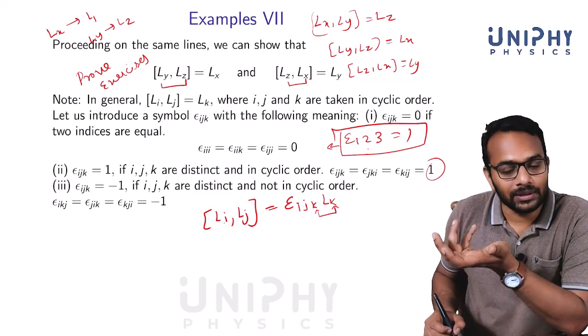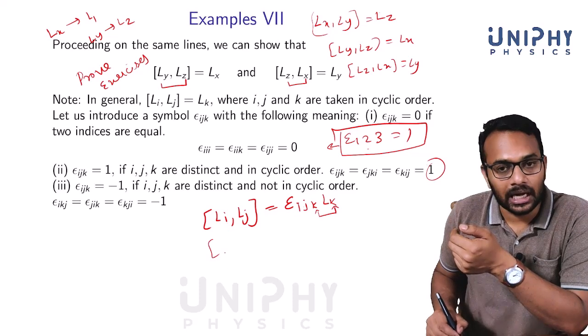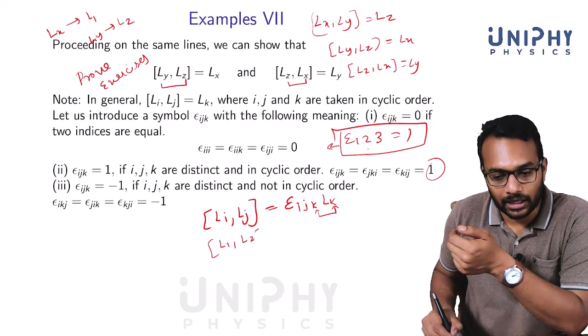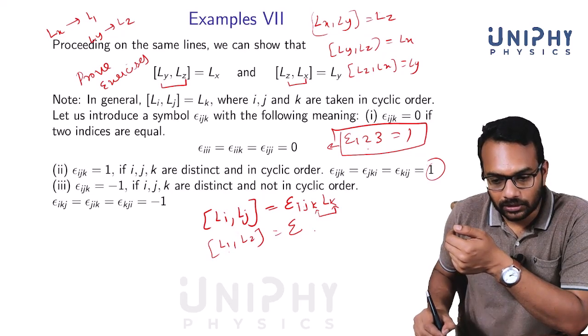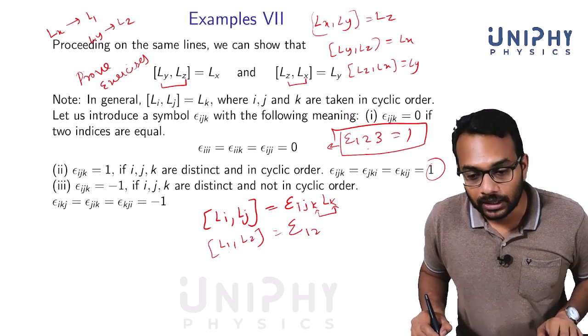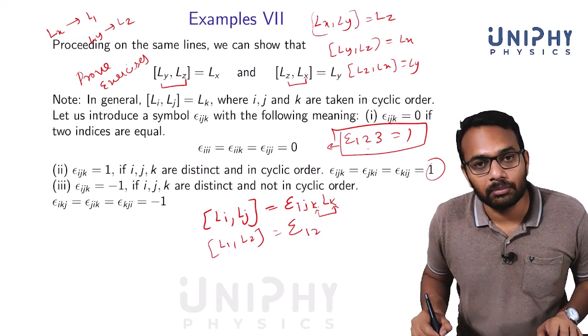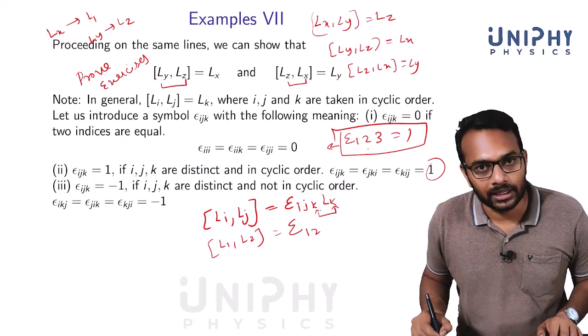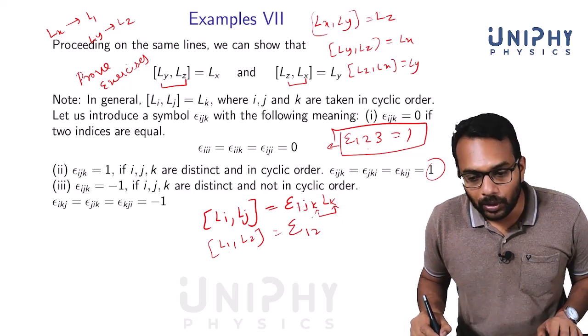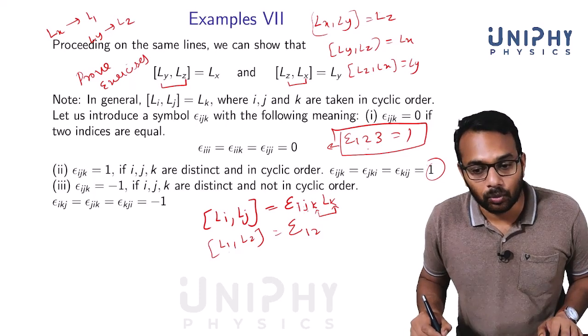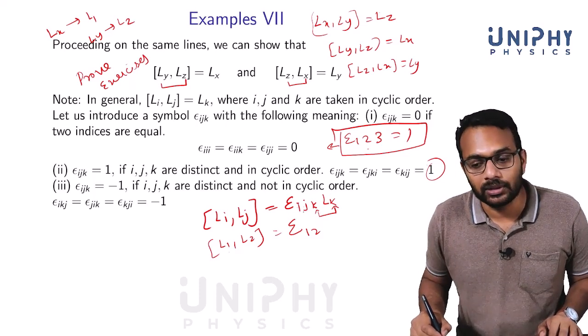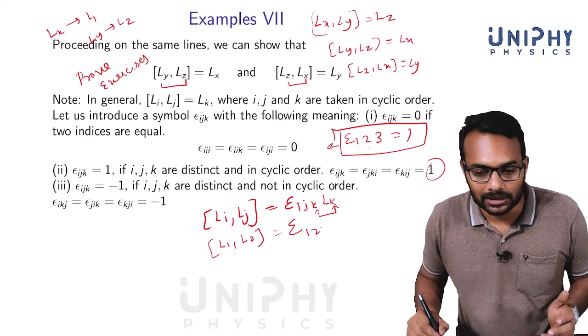How do we check this? For example, if you put i equal to 1, {L1, L2}, what do you get? It's epsilon. This i I have put 1, so here also I have to put 1. This j I have put 2, so here also I have to give 2. And you have to sum over all possible values of k. If I put k equal to 1, this is epsilon 1, 2, 1 and it's 0. If I put k equal to 2, it's epsilon 1, 2, 2, which is also 0. If I put k equal to 3, it becomes epsilon 1, 2, 3, which is equal to 1. So that's the only non-zero value.